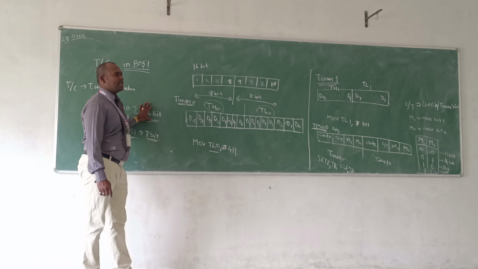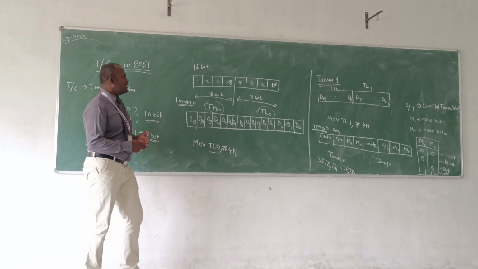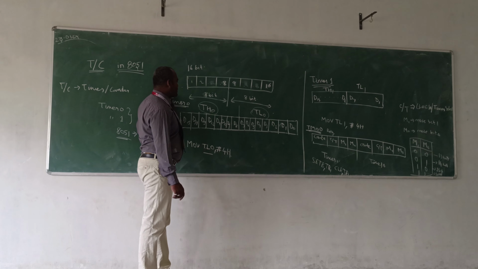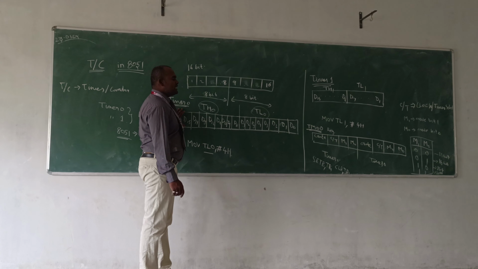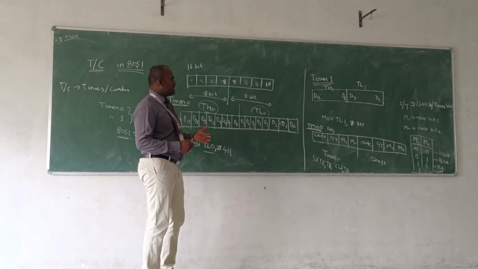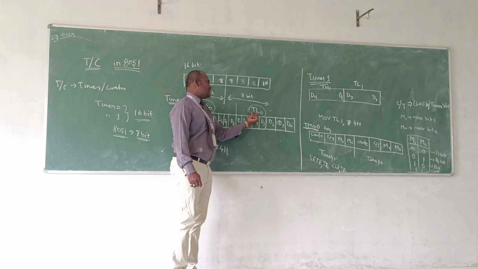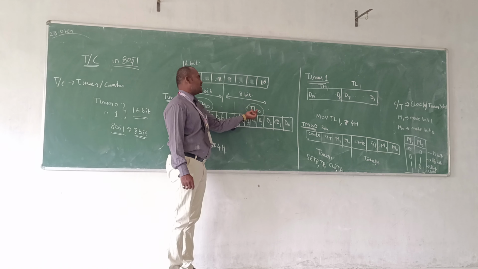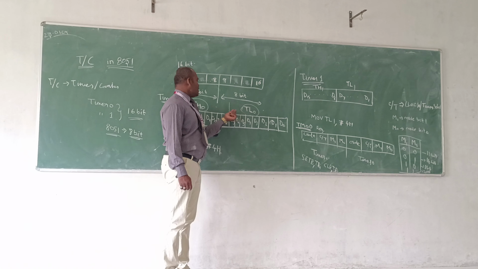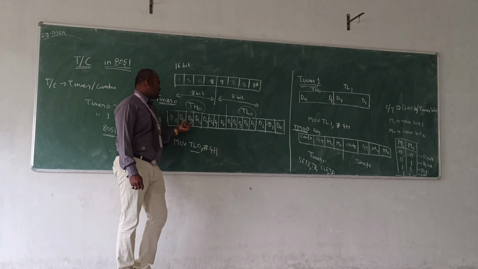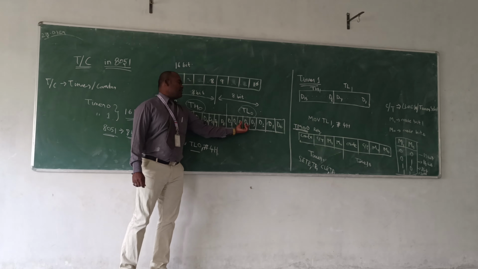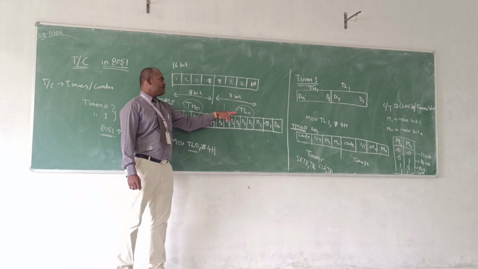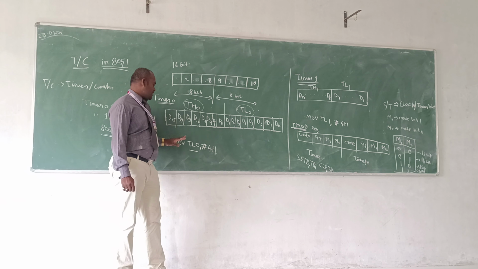So the 16 bits can be divided into two registers. Likewise, in timer 0 and timer 1, the two different timers, timer 0 also has the 16-bit length, and it can be divided into two registers: the low byte register of timer 0 and the high byte register of timer 0, each having 8 bits. Similarly, here also the 16 bits have been divided into two separate registers, TL and TH, for timer 1.